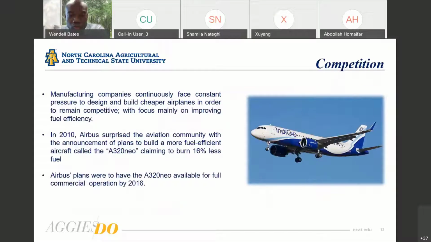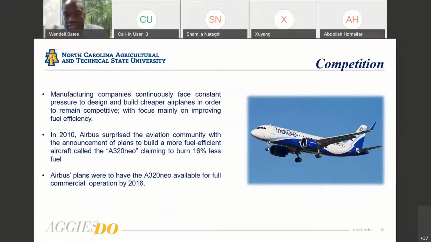And so a bit of history behind the beginning of the story is, manufacturing companies continuously are facing constant pressure to keep up and compete with each other when it comes to building cheaper airplanes, mainly focusing on improving the fuel efficiency. And so in 2010, Airbus, which is Boeing's main competitor, pretty much shocked the aviation community, announcing that they had developed and were building a more fuel-efficient aircraft called the A320neo.